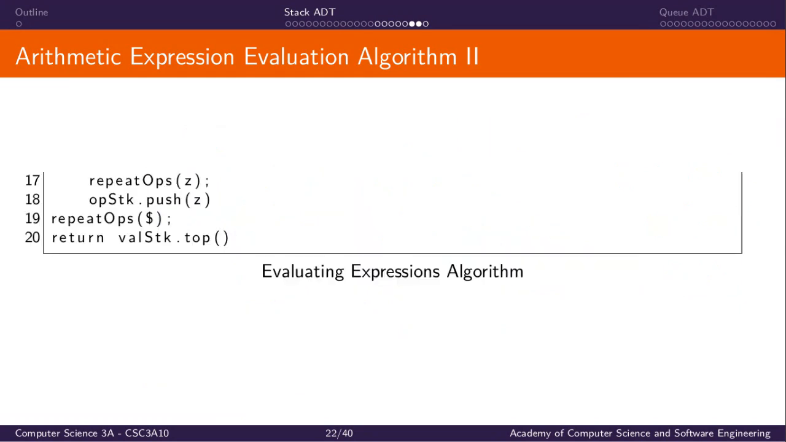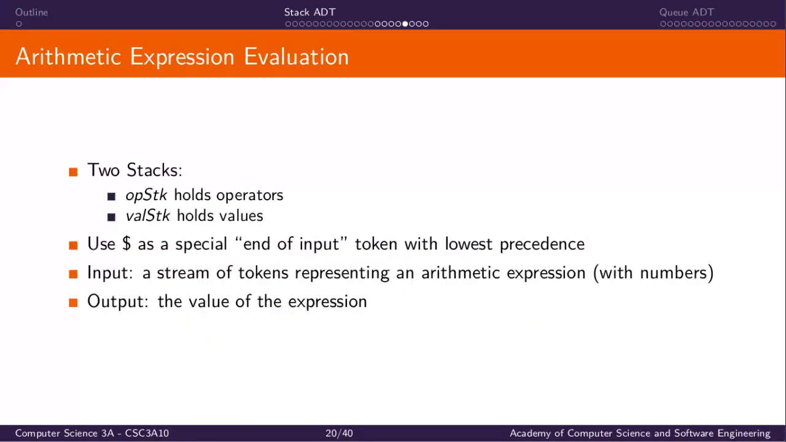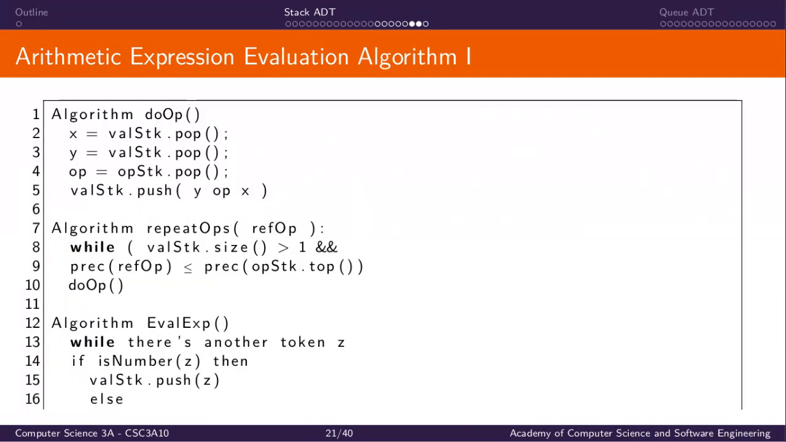Just to satisfy that question, we're using dollar to represent that special end of input token, which has the lowest precedence.